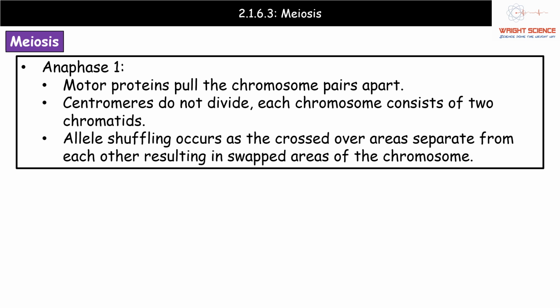Third bit is anaphase 1, and this is where our motor proteins pull the chromosome pairs apart. Centromeres, however, do not divide. Each chromosome consists of 2 chromatids as they are moving apart. What we're going to see here then is a process called allele shuffling, because those crossed over areas are now separating from each other, and so we've got these swapped areas of the chromosome now moving to those opposite poles of the cells.